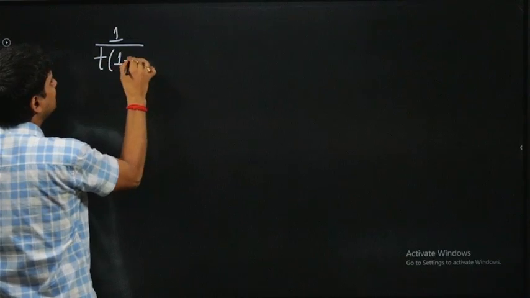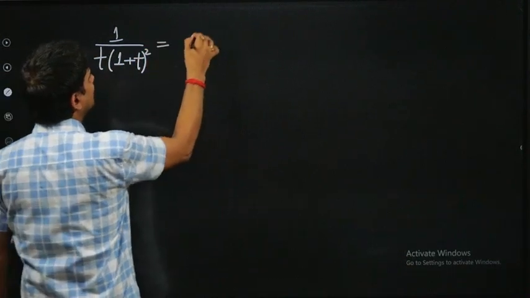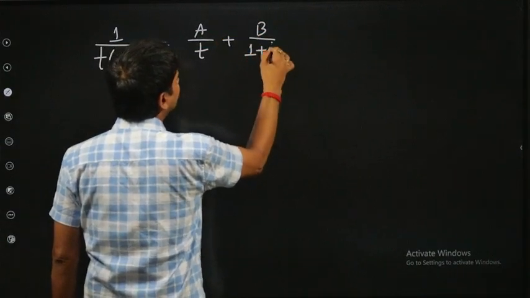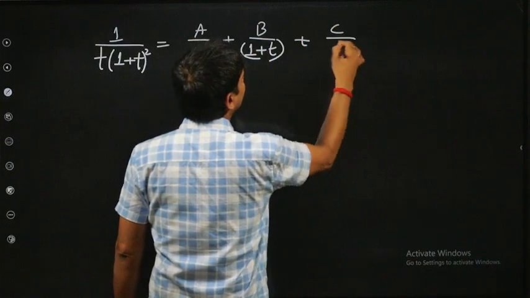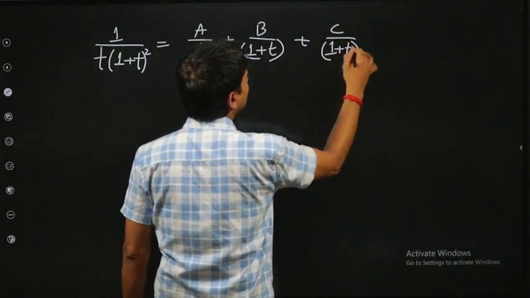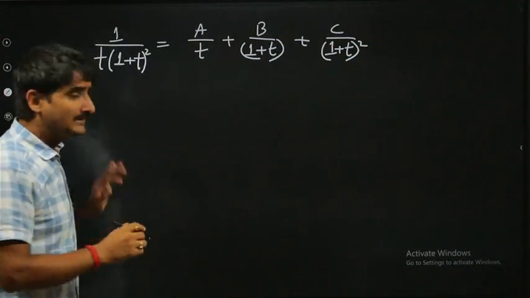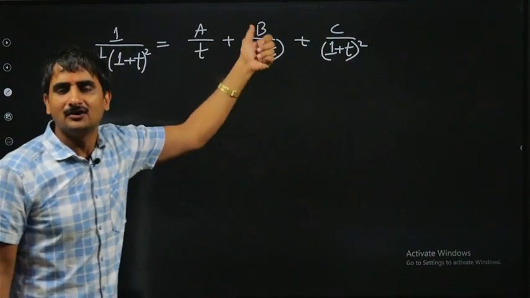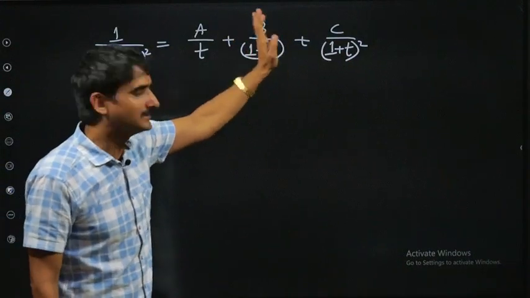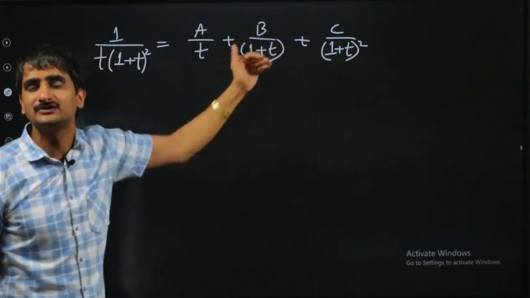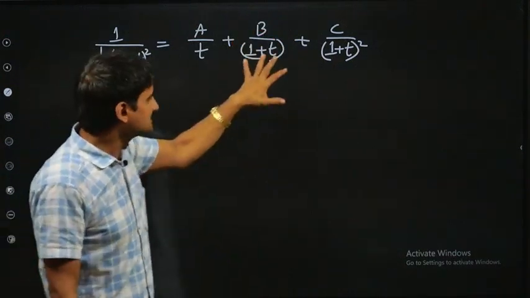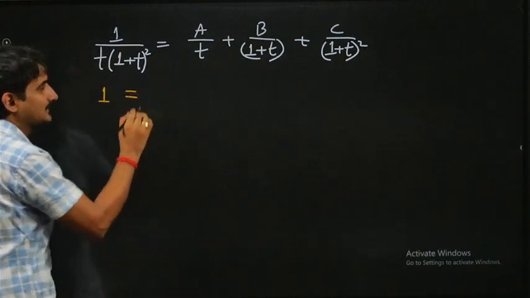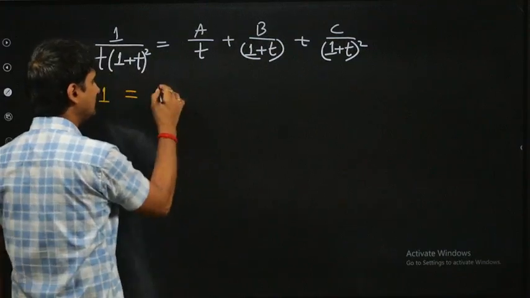1 by t into 1 plus t whole square can be written as a by t plus b over 1 plus t plus c over 1 plus t whole square. I believe all of you will agree. Otherwise, you can directly write the second term of the partial fraction as bt plus c upon 1 plus t whole square, but this is the form which I prefer.